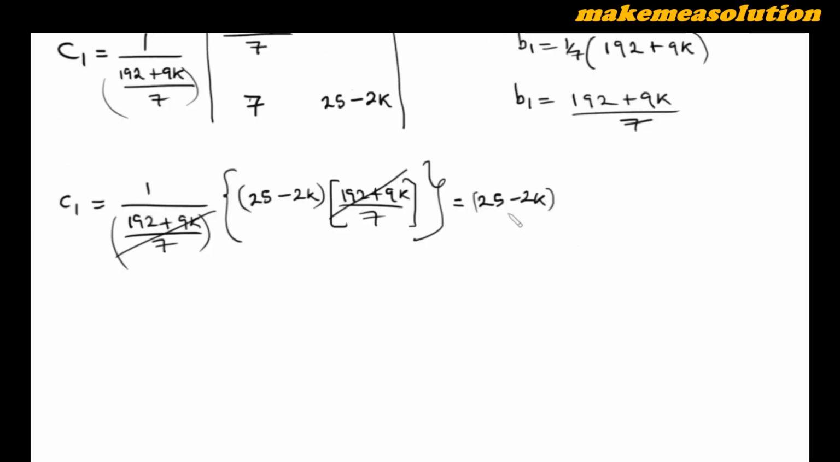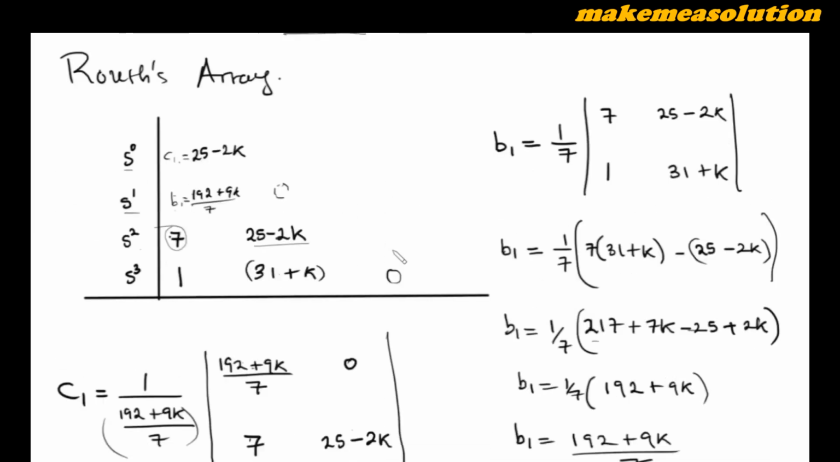So assuming we got that correctly, we have finished our roots array. So our emphasis now is going to be on the first column of the roots array. So let's see what is happening in the first column.